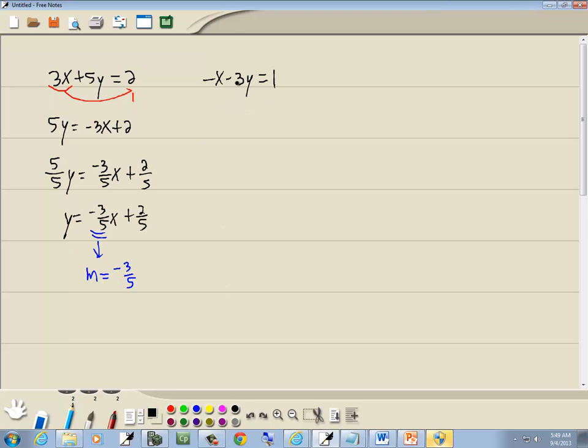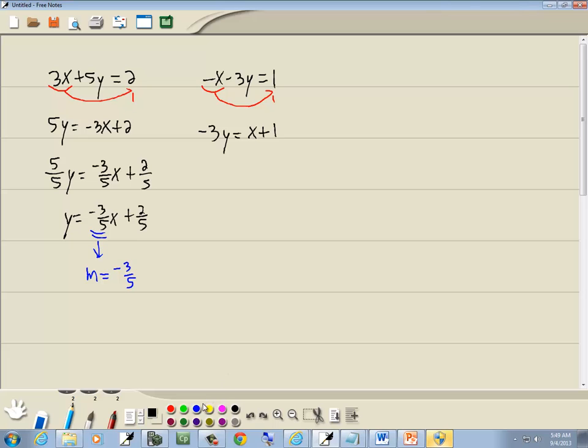Okay, I want to do the same thing on this one. Get rid of parentheses, don't have any. Get rid of fractions, don't have any. Third step, get everything with the variable we're solving for on one side, everything else on the other side. I'm going to take the negative x and move it to the right side. Again, when you move anything across the equals, your sign changes, so negative x becomes a positive x. So I've got negative 3y is equal to x plus 1.